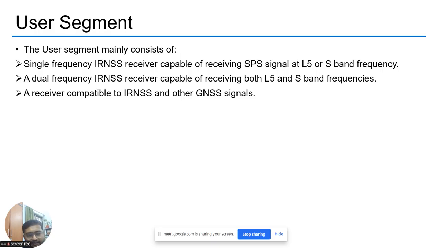So there are single frequency receivers and dual frequency receivers. In single frequency we are receiving L1 data only. Dual means we are receiving L1 plus some other data, suppose S band also or L2 band also, like that.